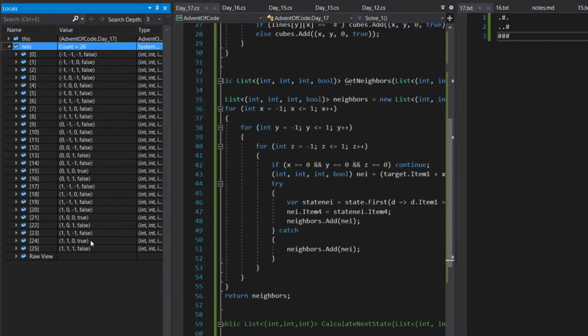Nice. And a couple of these are true. 1, 1, 0. One over and 1 down is true. What? Zero and 1 down is true. That's not right.